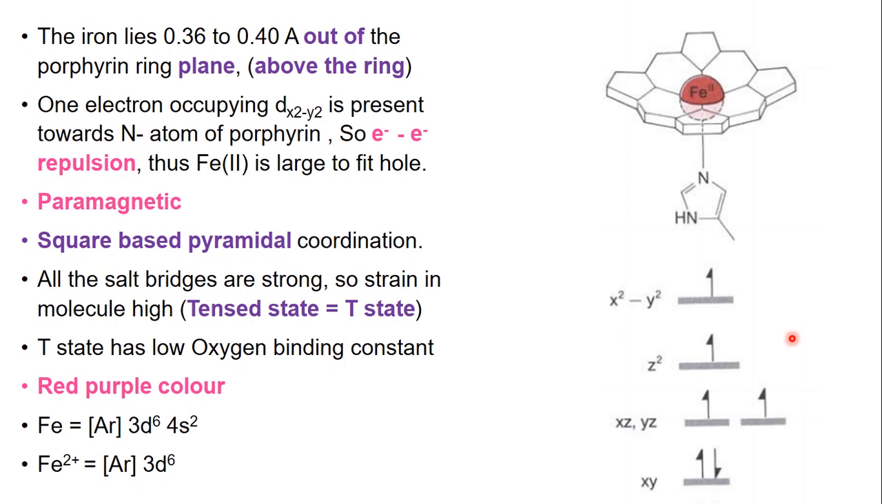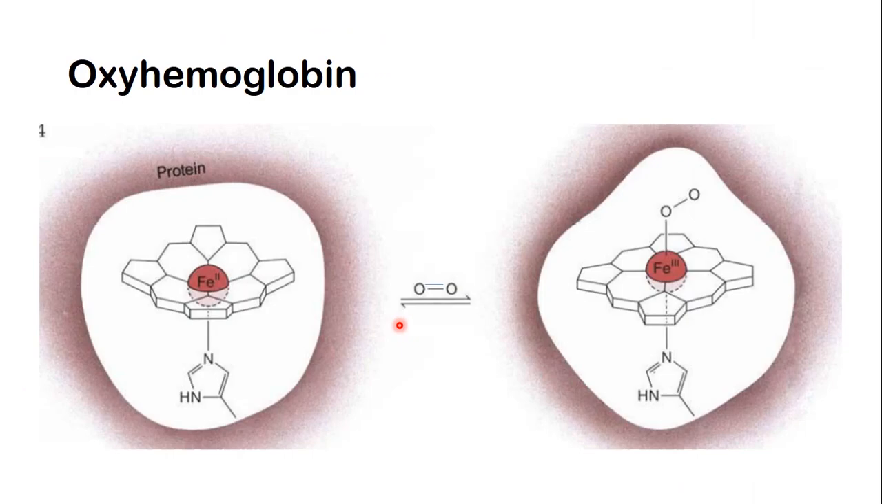Then due to it containing unpaired electrons, it is paramagnetic and it is red-purple in color. Then another thing is we know that the subunits of proteins are bound together by salt bridges. Here all the salt bridges are very strong, so there is more steric hindrance, because everything is a large molecule, so there is more strain in the molecule. So that's why this deoxy state is called the tense state or the T state.